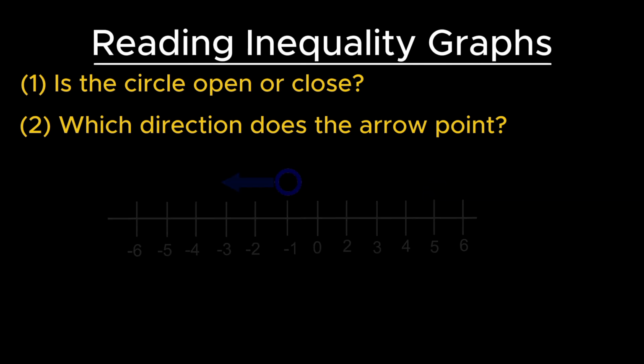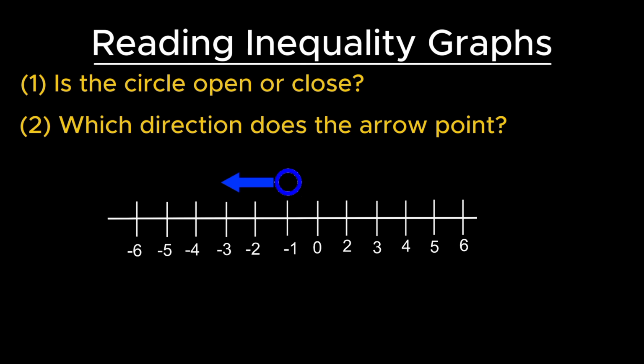Another example. We have an open circle at -1. This means -1 is not included. And the arrow is pointing to the left, meaning it is less than. So, the inequality is x < -1.